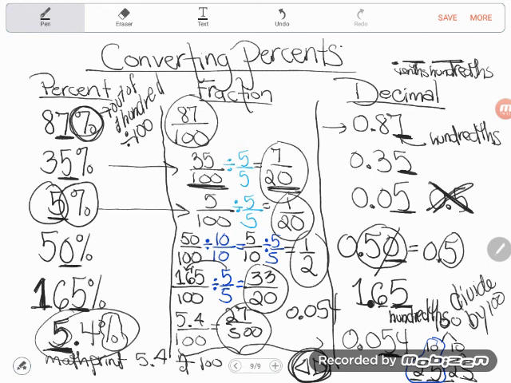So really, we're doing the same thing. Whether we convert to a fraction, we're dividing by 100 with a fraction bar, or we convert to a decimal, in this case we're actually literally doing the division and dividing it all the way out and converting it into a decimal. But it's the same basic process. With percents, it's always based out of 100.